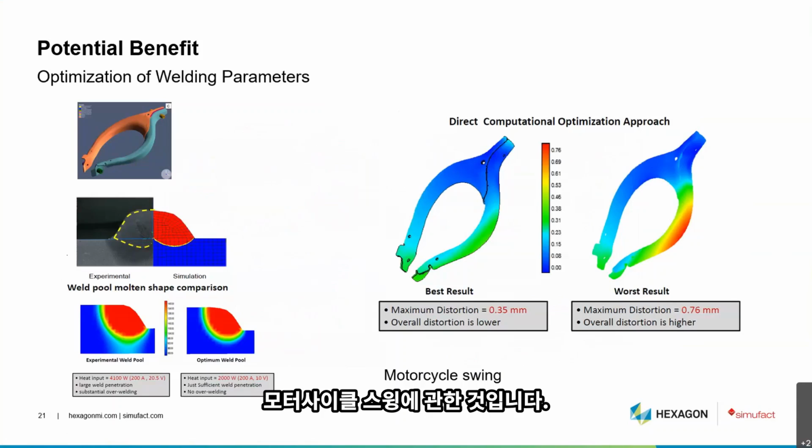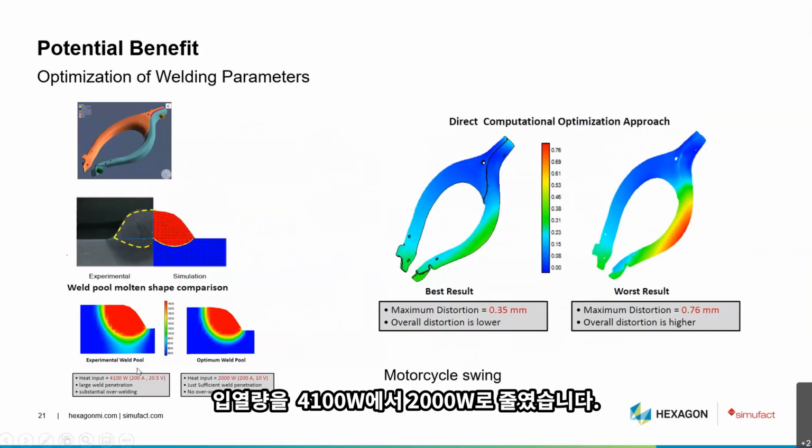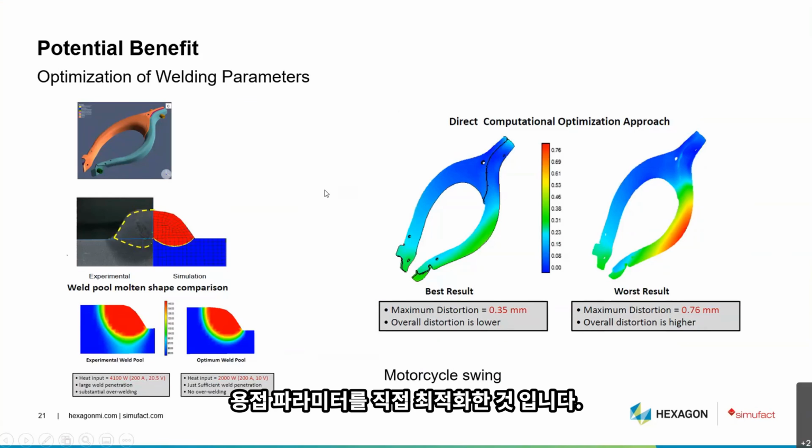You see here for a motorcycle swing arm the reduction of the distortion by changing the heat input through the weld gun, as you see here, from 4000 to 2000 watts. So direct optimization of welding parameters.